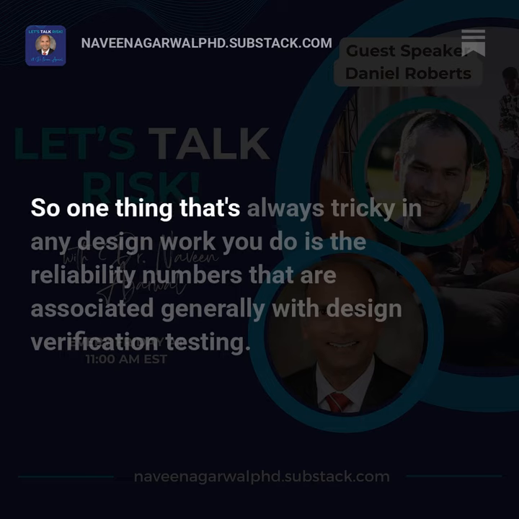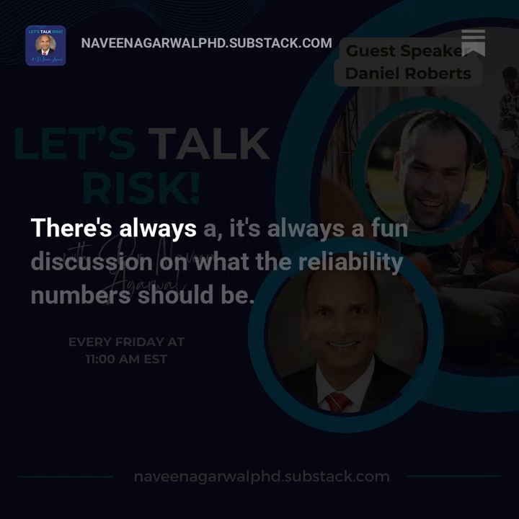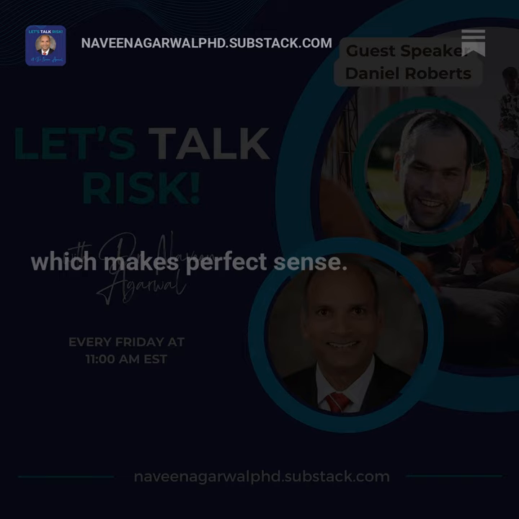So one thing that's always tricky in any design work you do is the reliability numbers that are associated generally with design verification testing. There's always a fun discussion on what the reliability number should be. Oftentimes you'll see companies have a matrix that says, if your risk for this design verification test is high, then you want to use 99%. If reliability is medium, 95%. If it's low, 90 or something like that.